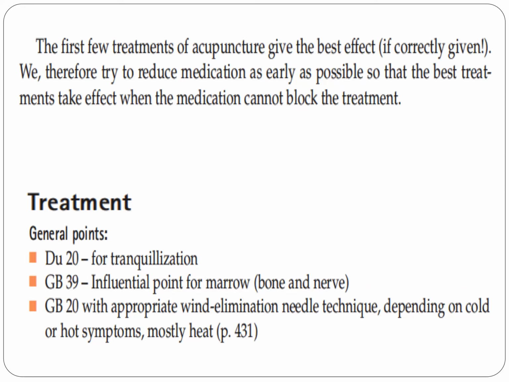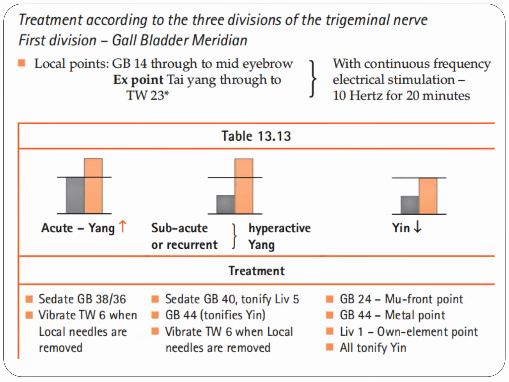So general points, we use DU20 for tranquilization, GB39, influential point for the marrow, for the bone and nerve, GB20 with appropriate wind elimination needle technique depending on cold or hot symptoms, mostly heat. Treatment according to the three divisions of the trigeminal nerve.